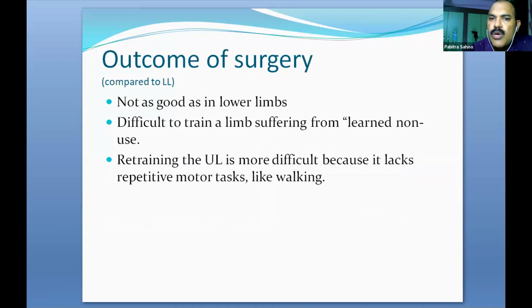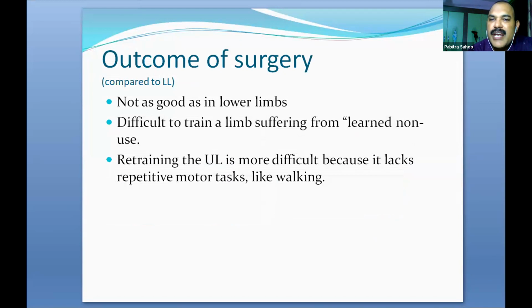Now, what are the outcomes of surgery? Yes, many of us are doing lower limb surgery, but if you compare the outcome of surgery for the upper limb in cerebral palsy with the lower limb, it is not as good as in the lower limbs. The functions are not so visible. It's good, but it's not as well appreciable as in the lower limb.